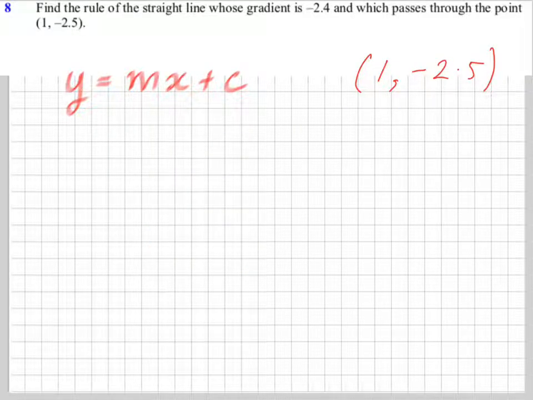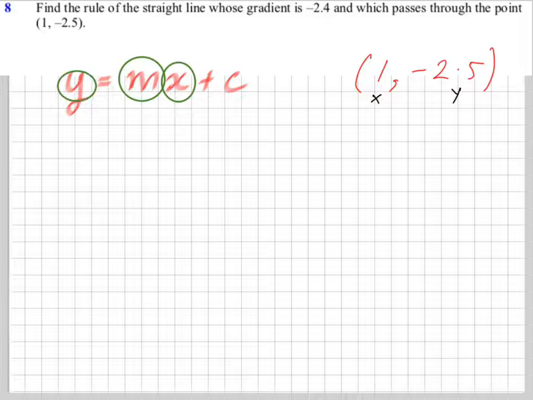This pretty much is the same thing. They've given you the gradient. You pick your x and y. This is our x and this is our y. So substitute your x and your y. And what are you left with?